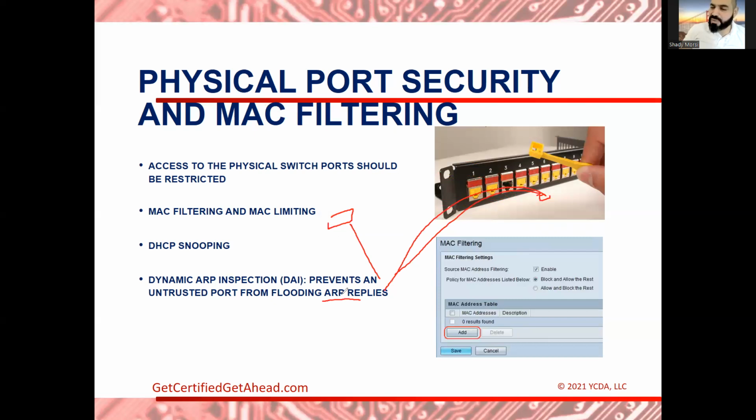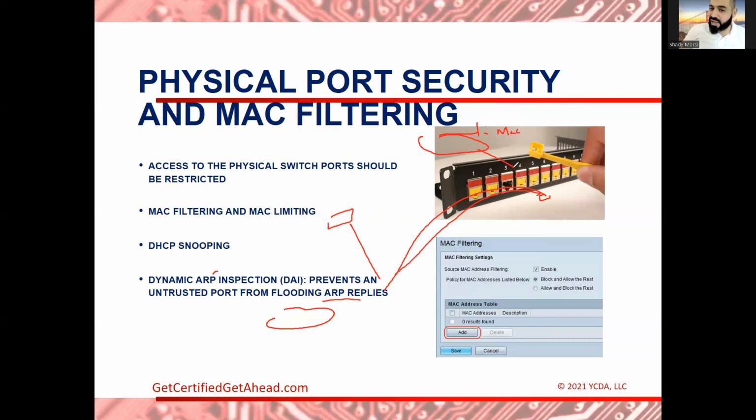This is a really bad kind of attack, because the attacker in that case will be acting as a man in the middle. So we have a technique in a switch called dynamic ARP inspection. With dynamic ARP inspection, only one device is allowed to send the message saying, I'm your router, this is my MAC address.